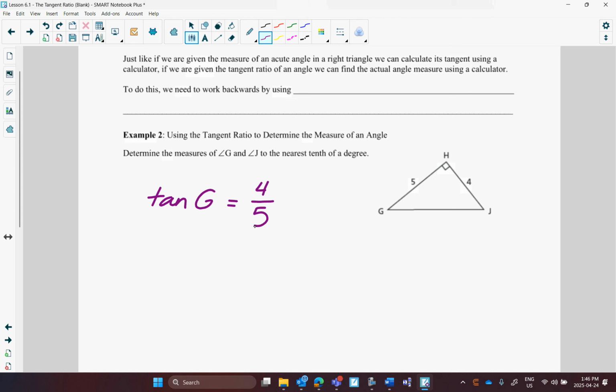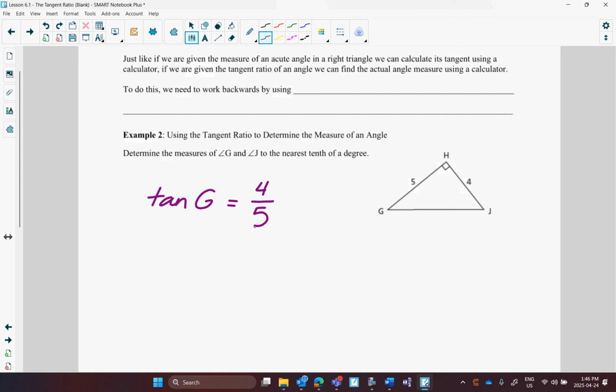An equation, right? And how do we solve equations? We need to get the unknown by itself. So we need to get G by itself by getting rid of this tan. Now you can't just divide by tan, because this does not mean tan times G. How would you get rid of a square? Square root. If something was multiplied? Divide. If something was subtracted? Add. You do what's called the inverse.